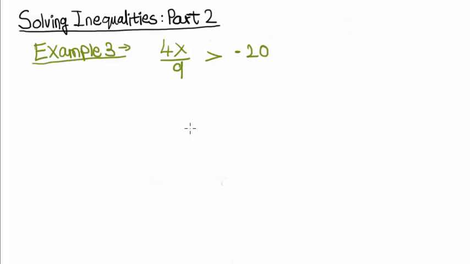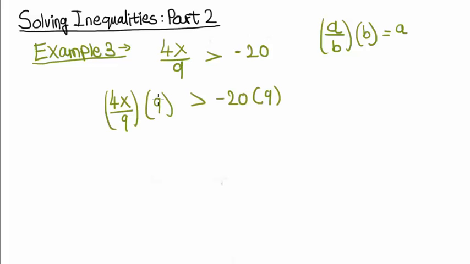Now, referring back to the solving equations portion of the video series, I know that if I want to get rid of the denominator, all I really need to do is multiply both sides of this inequality by whatever the denominator is. In this case, if I multiply both sides of this inequality by the number 9, I will end up with whatever's on the top of the division symbol, or simply 4x. When I evaluate that, the 9 on the top and the 9 on the bottom cancel each other out to give me a 1. So I'm left with 4x is greater than negative 20 times 9. And negative 20 times 9 will give me negative 180.